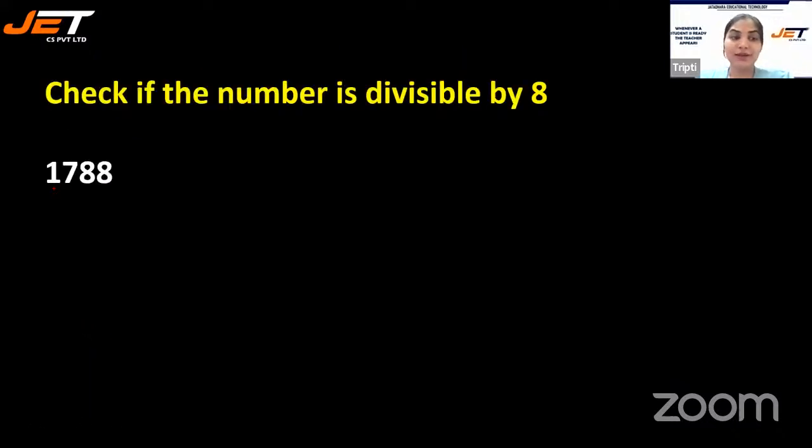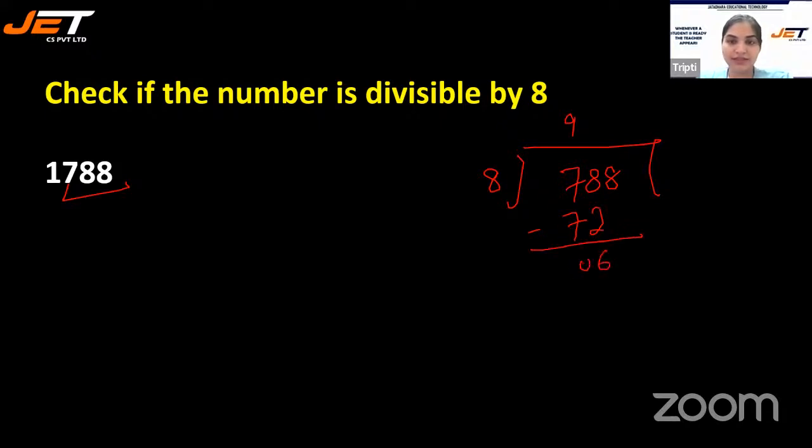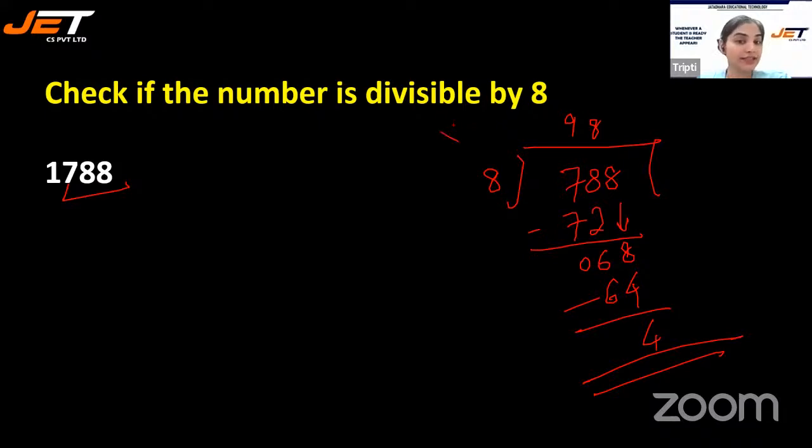Let's try the other one. 1788. 788 are the last three digits. Let's check by 8. 8 times 9 is 72. 8 minus 2 is 6. Bringing down 8. 8 times 8 is 64. 4 is the remainder. That means 788 is not exactly divisible by 8, so 1788 is also not exactly divisible by 8.